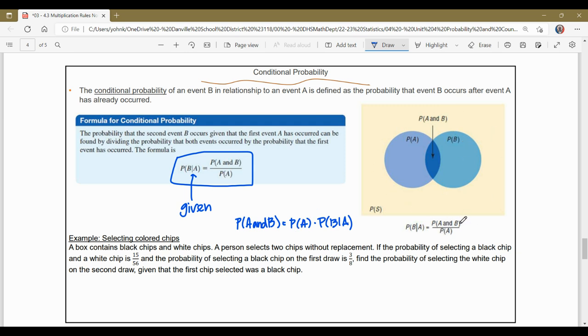Notice here in the picture, if I want to find the probability of B given A, that's going to be taking the probability of A and B, which is this middle part, and divide by the probability of A, which is the entire thing.